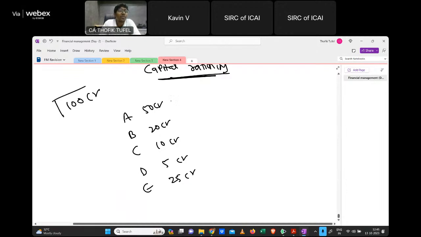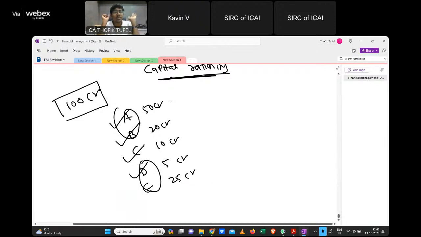I am having 100 crore rupees. I can invest in A, I can invest in B, I can even invest in C. I will have 80 lakhs left. And then I can even invest in D. So all these combinations are possible. Or I can invest in E, I can invest in D, 80 lakhs. And then I can invest in A, B, and also D, E. All these combinations are possible. That is what is called capital rationing.